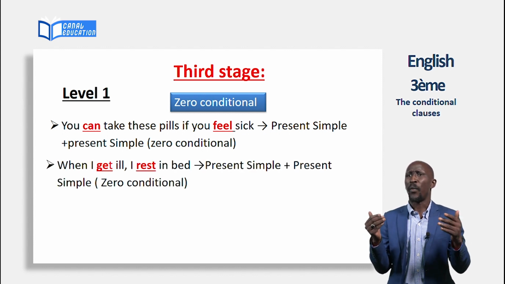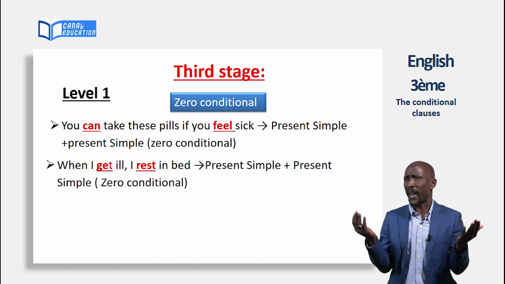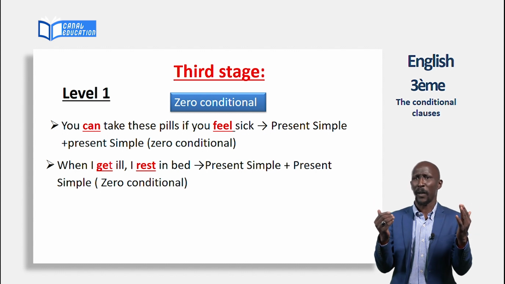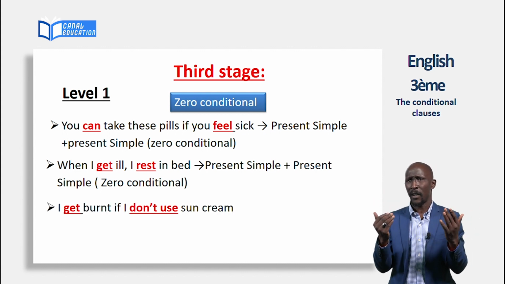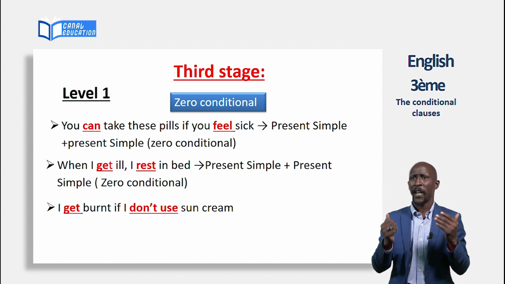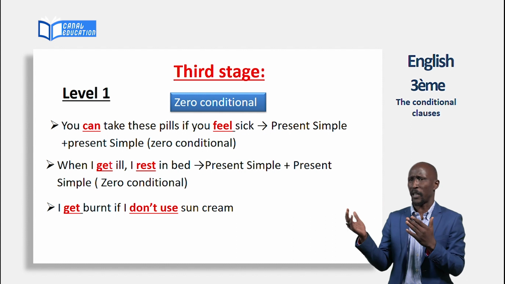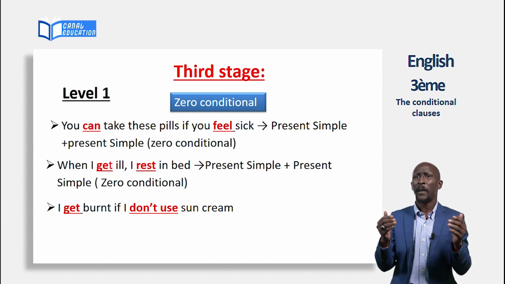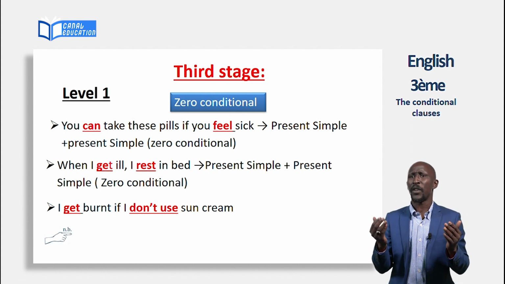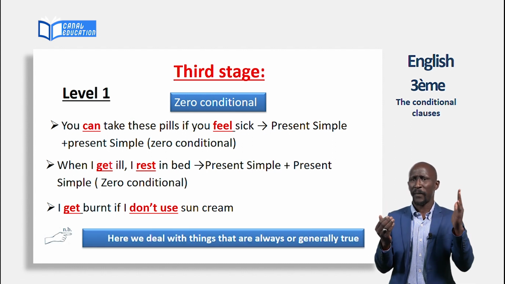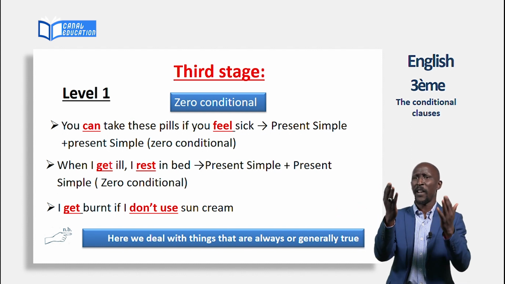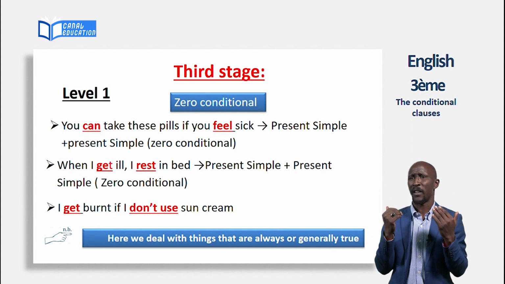And here, when I get ill, I rest in bed. Another association of the present simple and another present simple. You see here in red, it is evident that get is in the present, rest is in the present too. I get burnt if I don't use sun cream. I give you this example because I just want you to know that the order of the sentence is not important. You can start your sentence with the main clause and finish it with the subordinate clause. That's why we have if in the middle of the sentence.